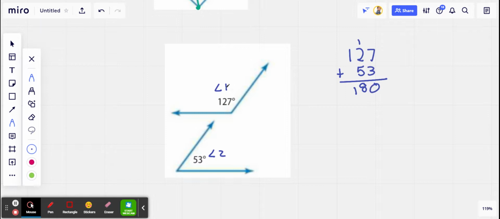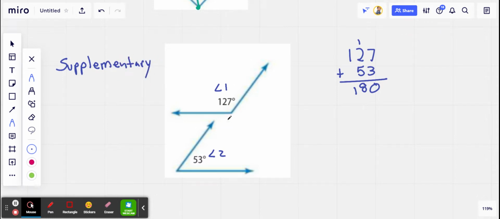So angles that, when you add them up, equal 180, does that make them complementary or supplementary? It makes them supplementary angles, right? Yep. So they are supplementary angles because when we add the two angles together, they equal 180 degrees. That makes them supplementary.